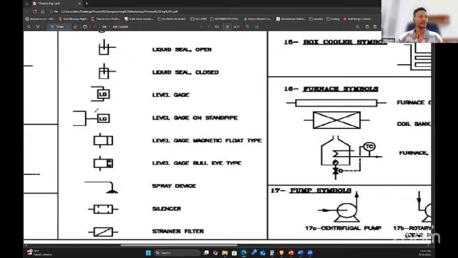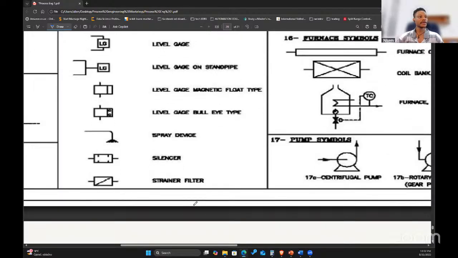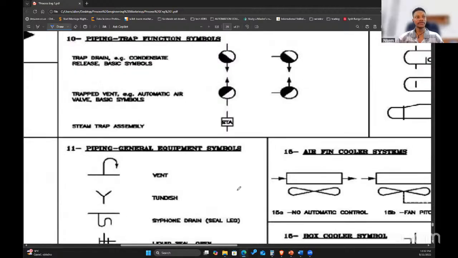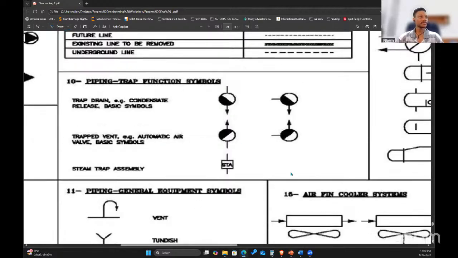Of course, we talked about level gauge before. I'm going to show you an image of that in the next lesson. Then spray device. This is like a shower. Then don't worry about silencer. Strainer filter: this could change. This convention is not very common, but in some companies they use this. Okay, so let's go to the next one.